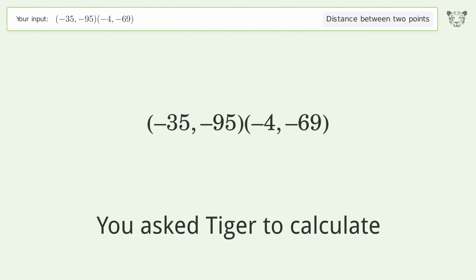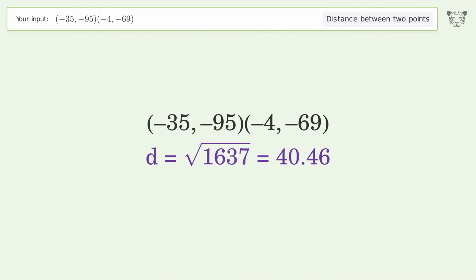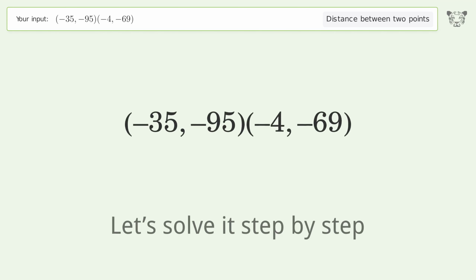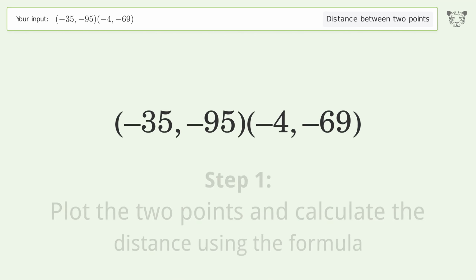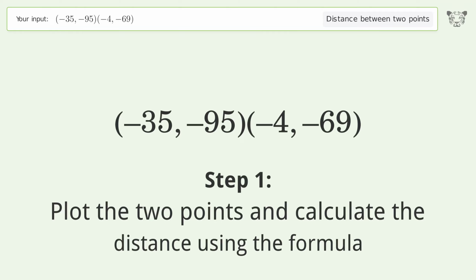You ask Tiger to calculate. This deals with the distance between 2 points. The distance between the 2 points is the square root of 1,637, or 40.46. Let's solve it step by step. Plot the 2 points and calculate the distance using the formula.